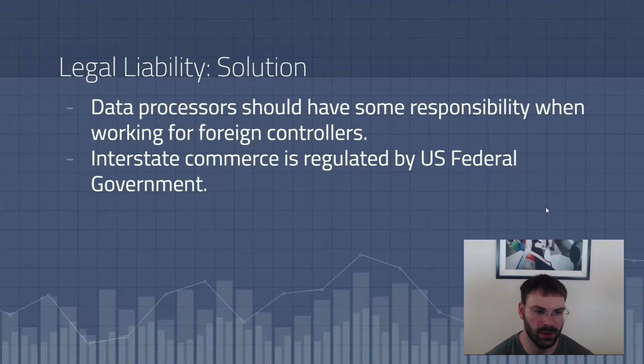The solution here, in my opinion, is that the data processors ought to have some responsibility for the data, specifically in the context of working for foreign controllers. So in the United States, because this is state level legislation, this cannot apply to interstate commerce. So if there's any interstate trade of the data, then the legislation is just not going to apply. And that's something, unfortunately, that we can't handle here in Washington. It needs to be handled at the federal level. However, my understanding, at least, and maybe I'm wrong about this, is that we do have control for international commerce.